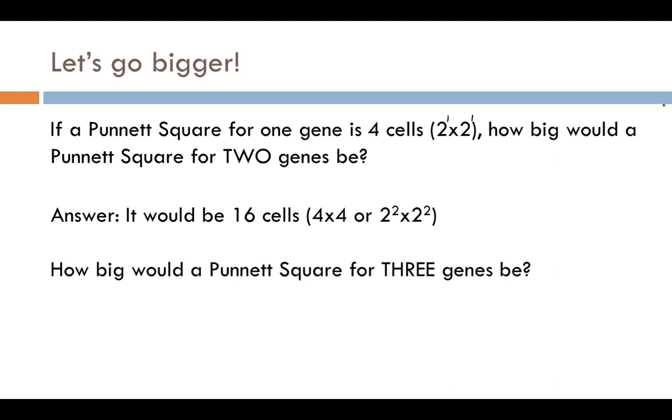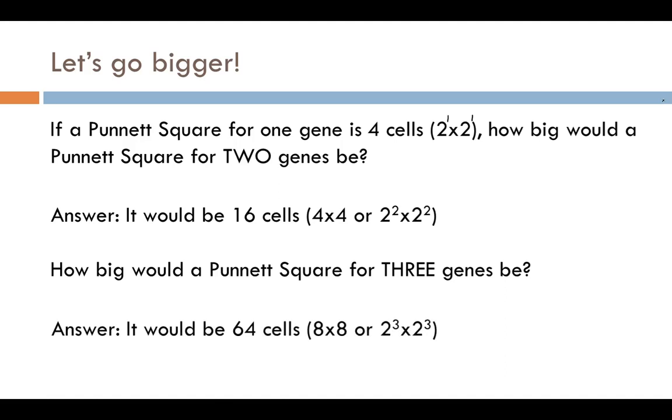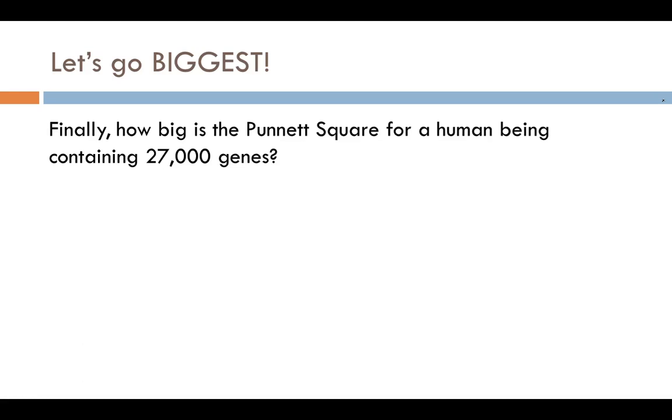Okay, so for 1 gene it's 1, for 2 genes it's 2. How big would a Punnett square for 3 genes be? Well, it would be 2 to the power of 3 times 2 to the power of 3, which is 8 times 8, which is 64. Okay, and so it goes 128, 256, and so on. How big would a Punnett square for a human being be? Remember that human beings have approximately 27,000 genes.